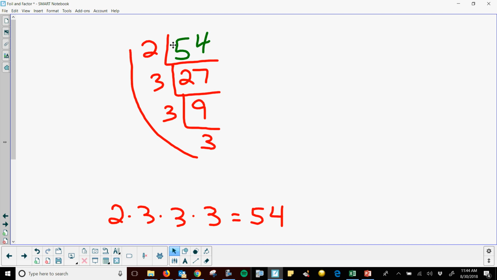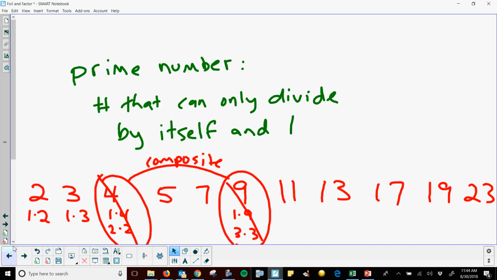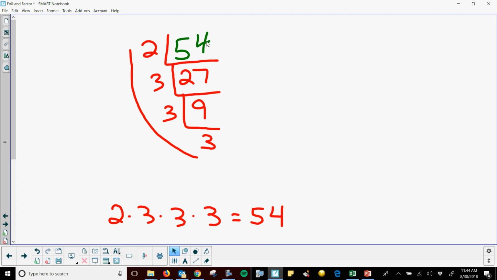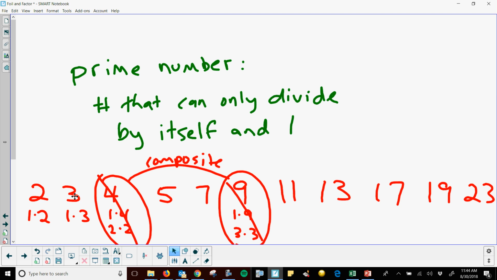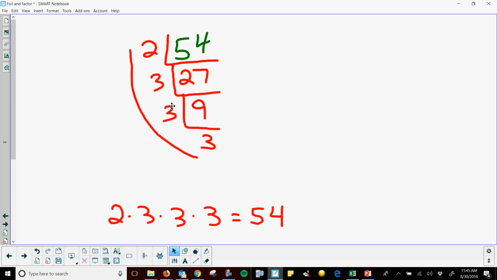So if I want to prime factor out 54, I think to myself back here, what's the first number I should probably use? Let's start with 2. Especially if it's an even number, which it is. So I'm going to divide by 2, and I'm going to get 27. Now, can I divide by 2 anymore? No. So then I go, what's the next prime number I can use? Let's try 3. 27 divides by 3 and gets 9.